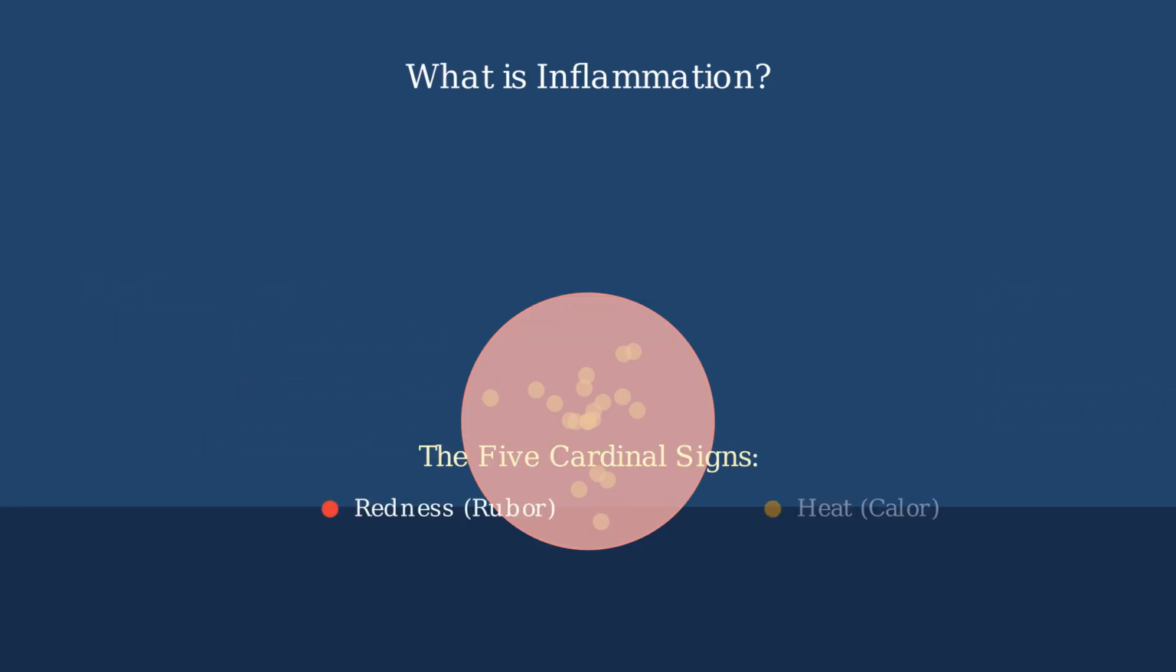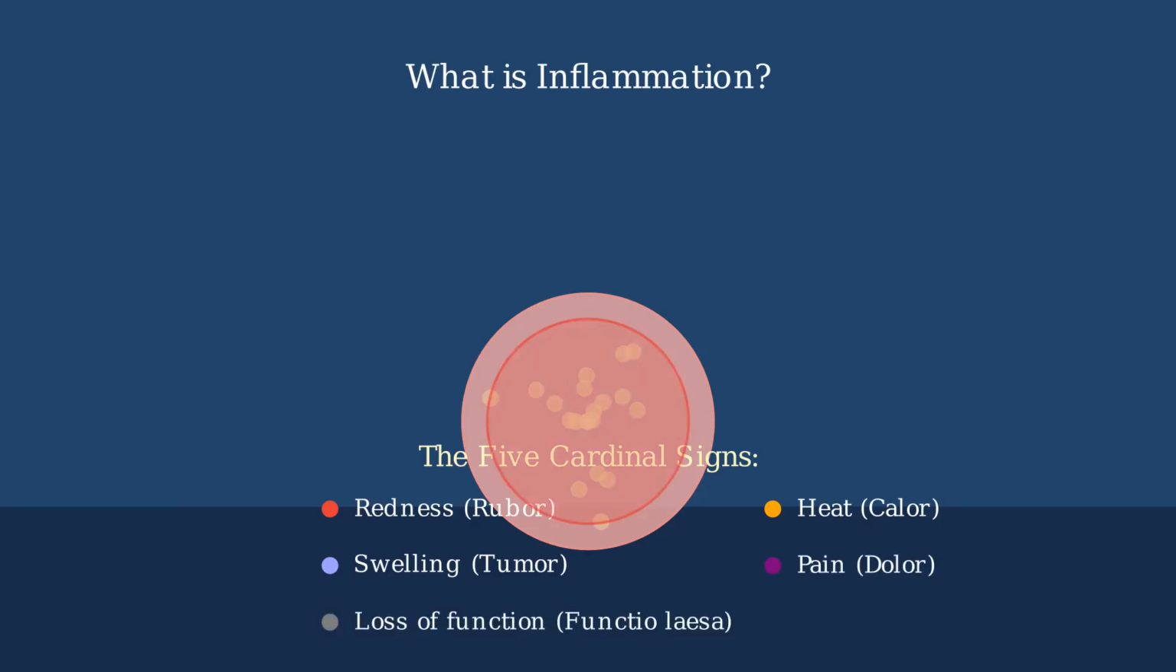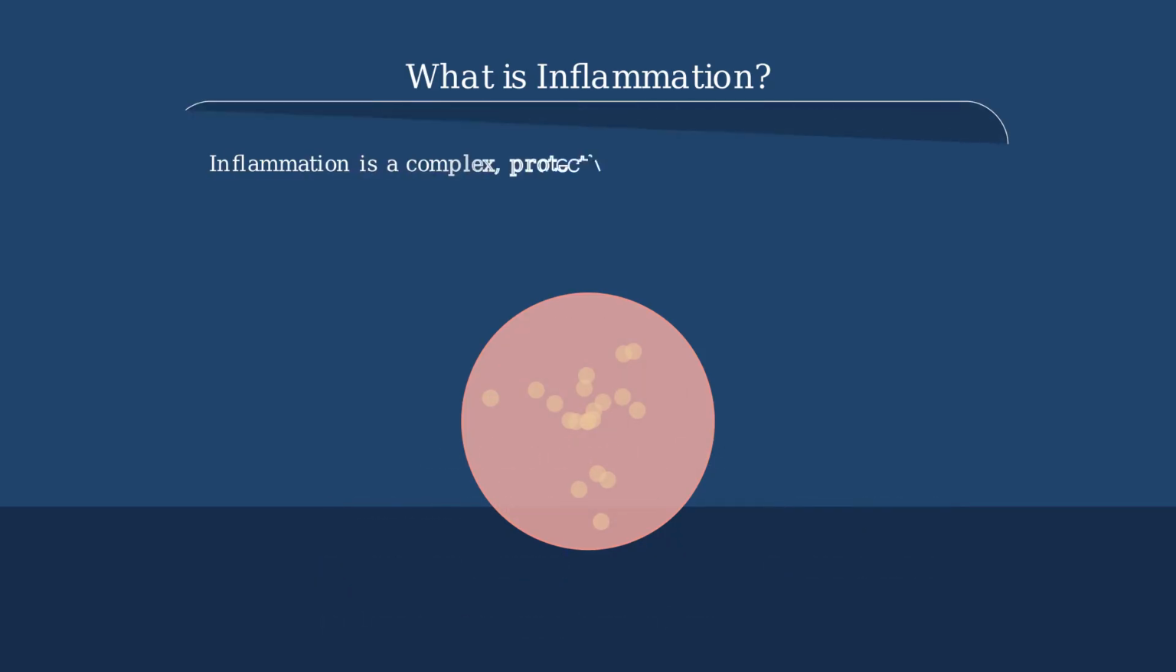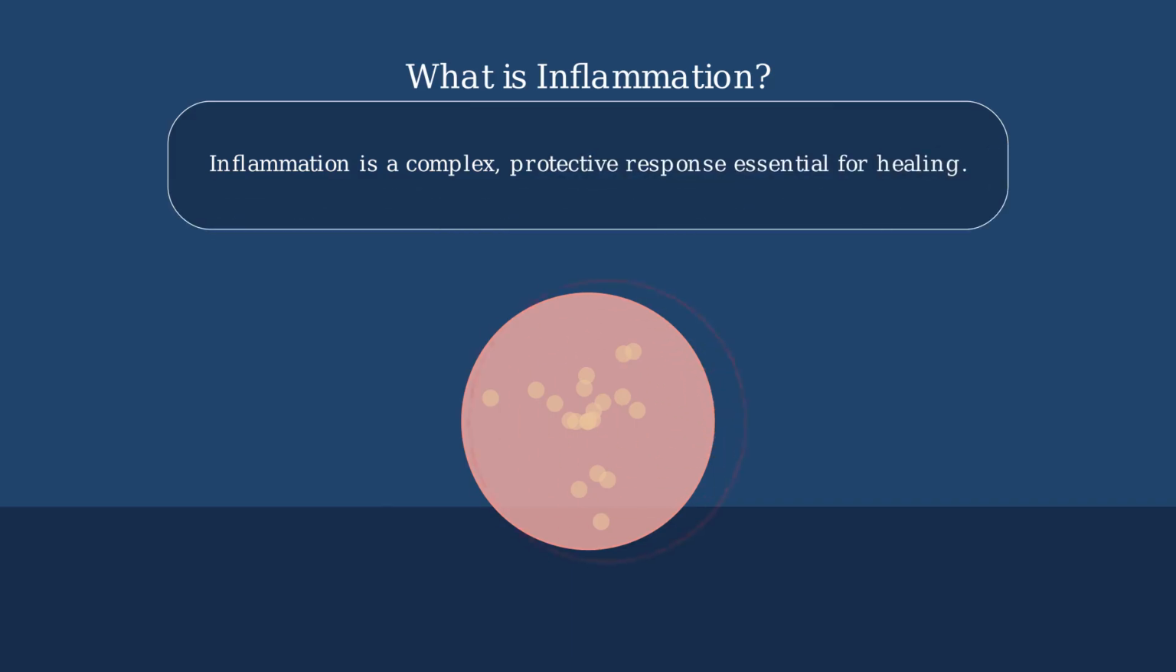Inflammation can be identified by 5 cardinal signs: redness, heat, swelling, pain, and loss of function. In summary, inflammation is a complex protective response that is essential for healing and defending the body against harmful agents.